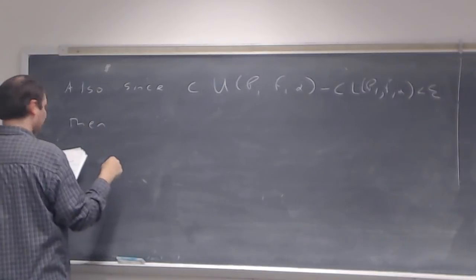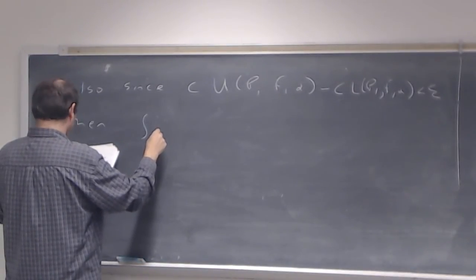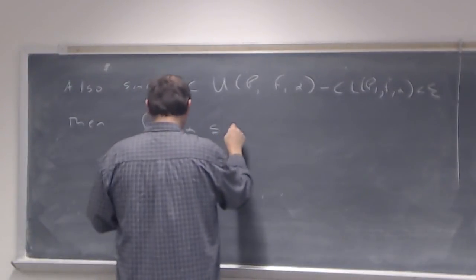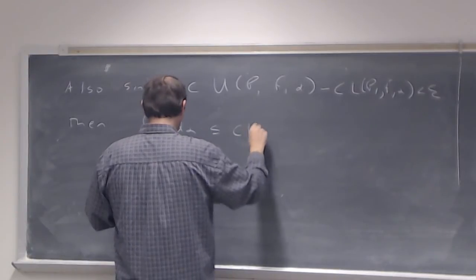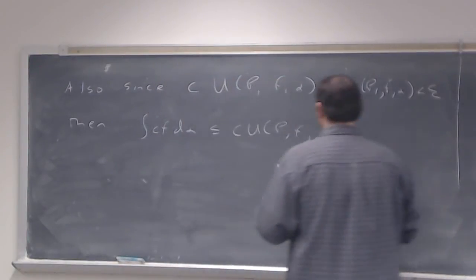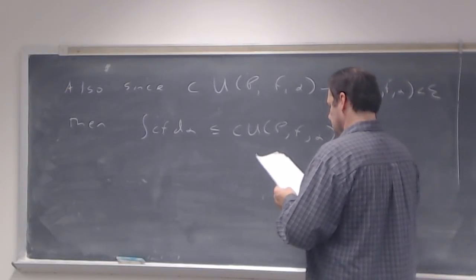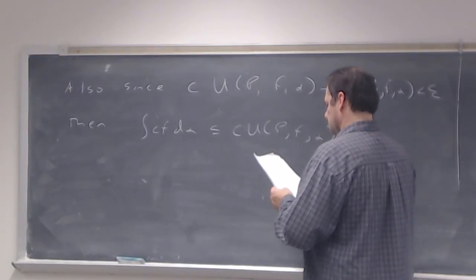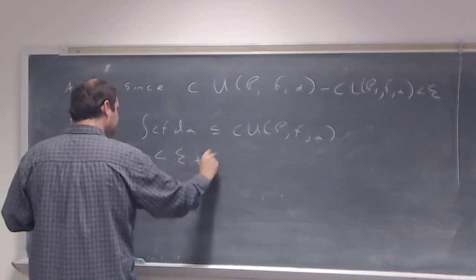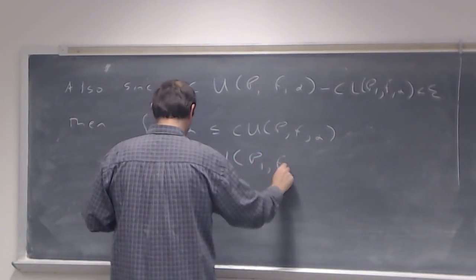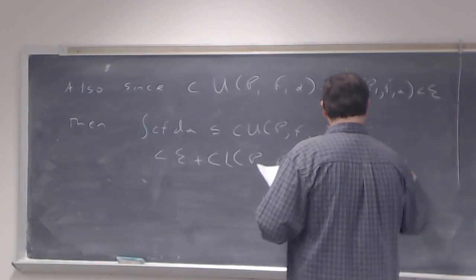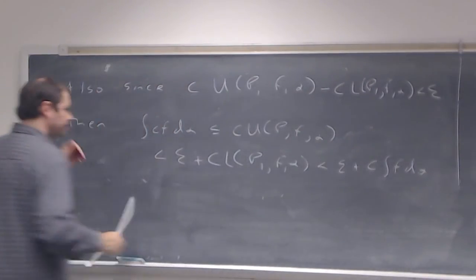Then, what that says is that the integral of cf d alpha is less than or equal to c times the upper sum with p, f, and alpha, which is less than epsilon plus c times the lower sum with the partition p sub 1, f sub 1, and alpha, which is less than epsilon plus c times f d alpha. So that's what we have.